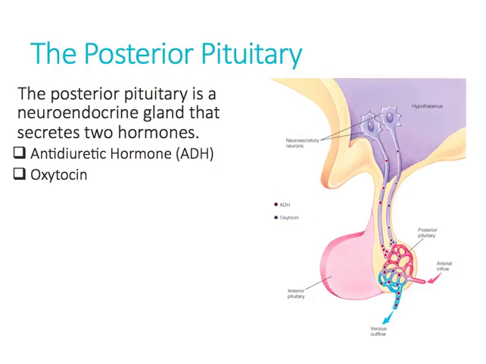Next up is the posterior pituitary. The posterior pituitary is a gland that secretes two hormones. One is antidiuretic hormone and another is oxytocin. Oxytocin is important because it stimulates the ejection of milk from the breast after suckling. It's also critically important for causing smooth muscle contraction in the uterus during childbirth.